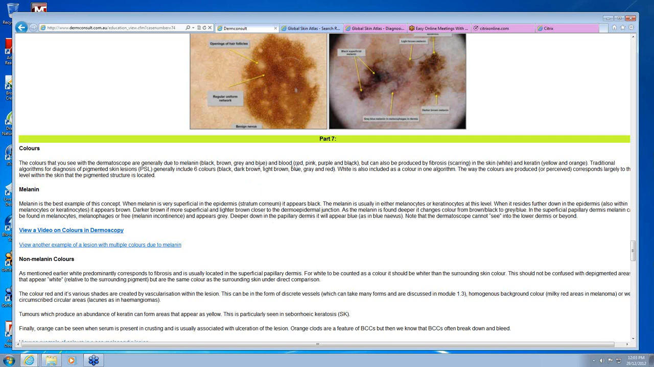But colors are also due to blood, and it gives red, pink, purple, and black colors. And you also get white, and that's due to fibrosis or scarring in the skin. You get a bit of yellow too, and orange, which is due to keratin, and you'll see that mainly in some seborrheic keratoses.